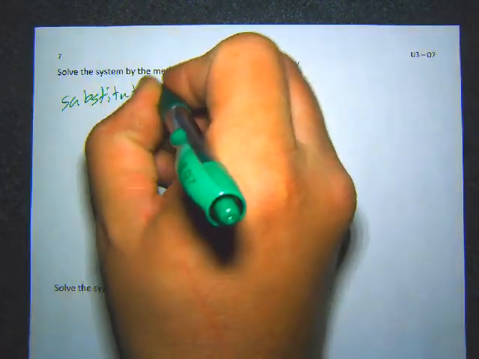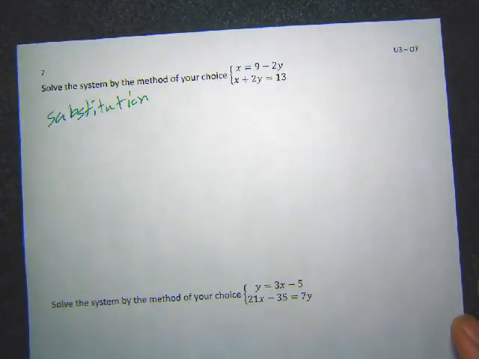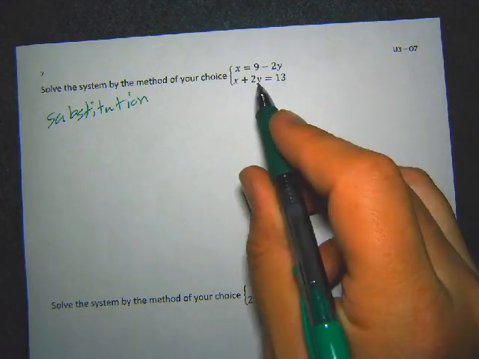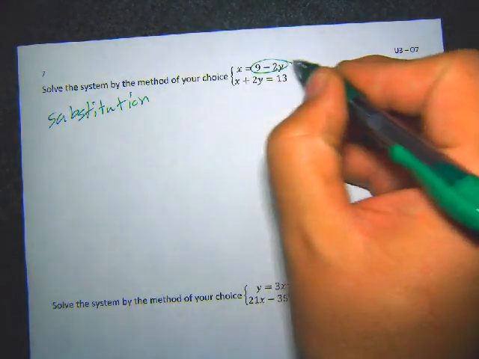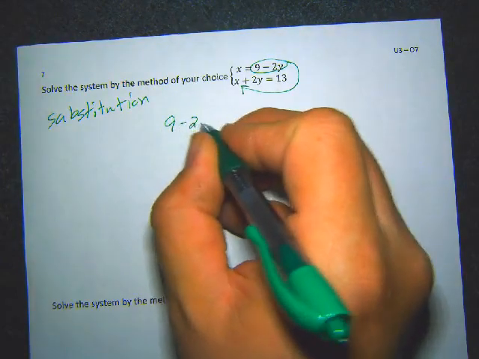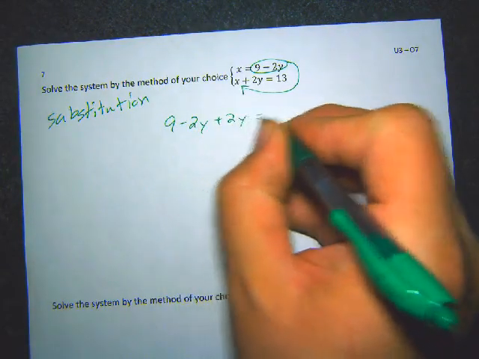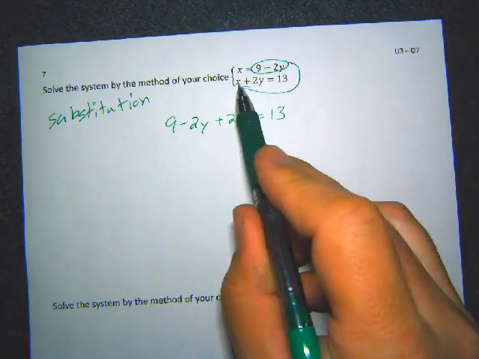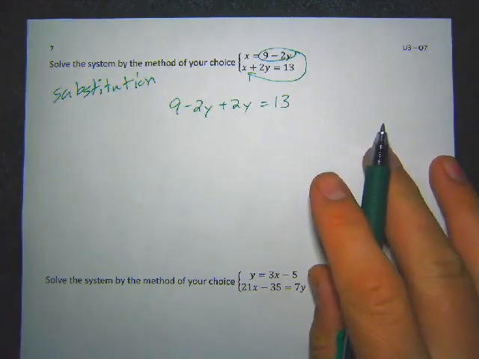You could use either method, right? You could use addition or whatever, but I'm going to go ahead and use substitution. To do that, I'm going to take all this stuff and plug it in for x in the other equation. So I get 9 minus 2y plus 2y equals 13. So I plug that all in for x here. Okay, and then I got to solve.